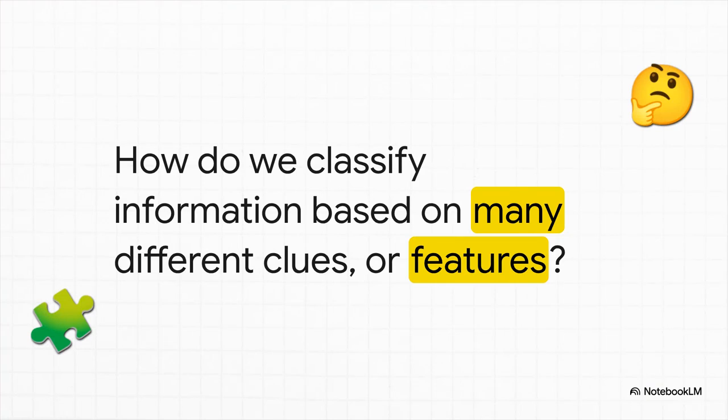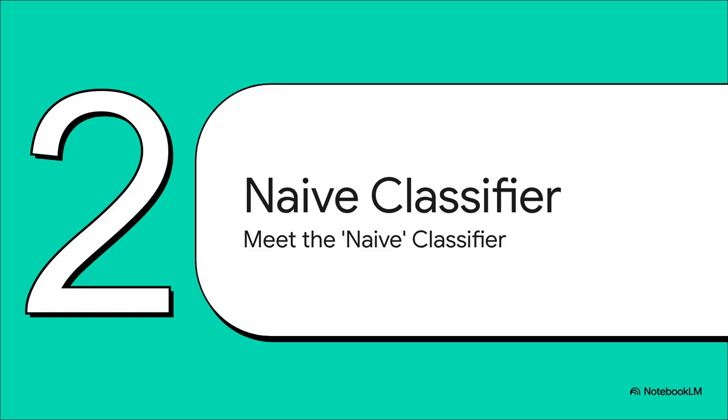So that really gets to the heart of the challenge, right? How do we teach a computer to make a decision like spam or not spam, play golf or don't play golf, when it has to look at a whole bunch of different clues at once? And in the world of machine learning, we don't call them clues, we call them features. Things like the weather forecast, the temperature, or whether it's windy. So how do we solve this?